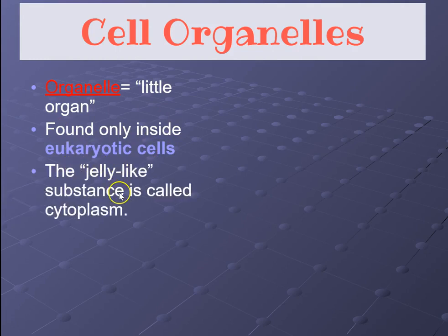Also, the jelly-like substance is called cytoplasm. We talked about this in class, where cyto means cell and plasm means fluid. So cytoplasm is the fluid within the cell. This is in red, so it's probably important and you should write it down. It says the cytoplasm holds the organelles into place. So this is what all of the organelles in the cell are sitting in.